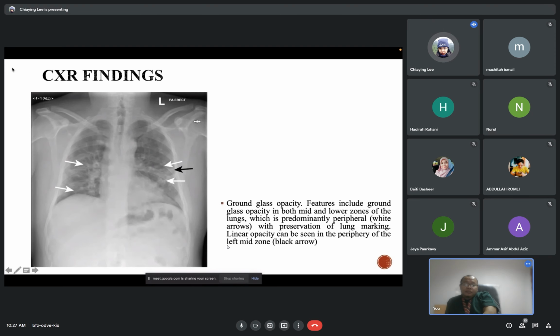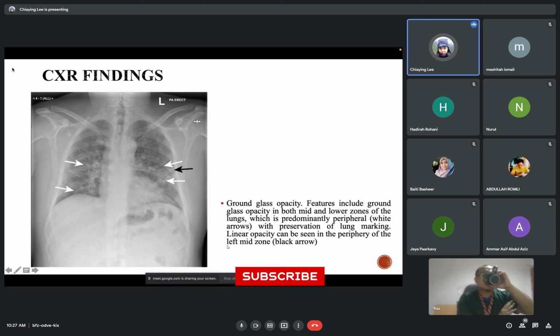So here I've attached some typical chest X-ray findings of a COVID patient. You can see the white arrow. There's some ground glass opacity, mainly in the mid and lower zone, but the lung markings here are still preserved. And if you look at the black arrow, there's some linear opacity which you can see over the periphery of the mid zone on the left side. Okay.